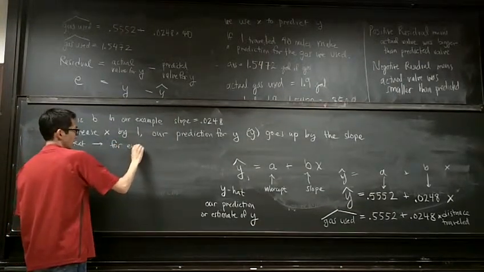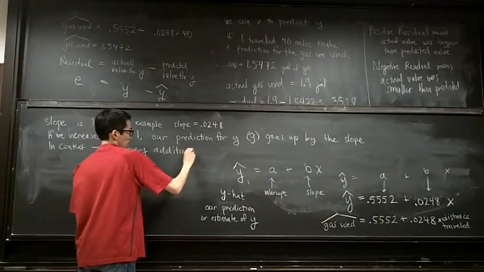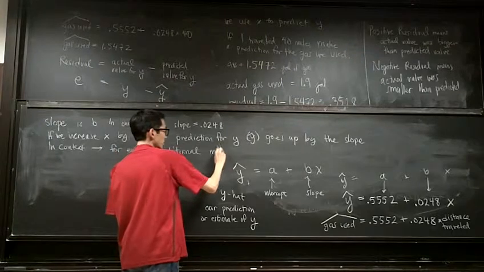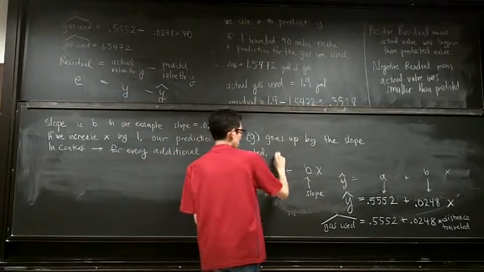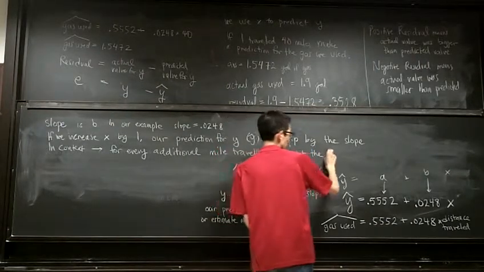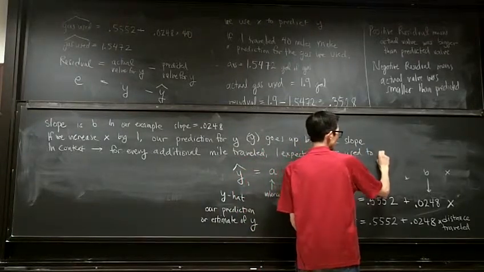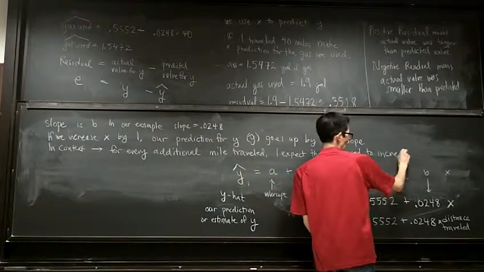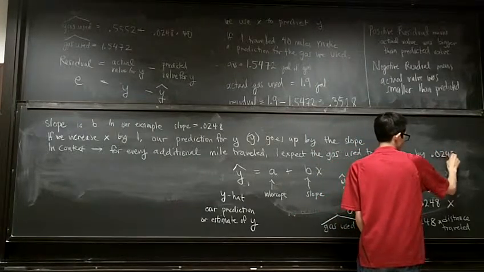So in context, for every additional mile traveled, I expect the gas used to increase by 0.0248 gallons.